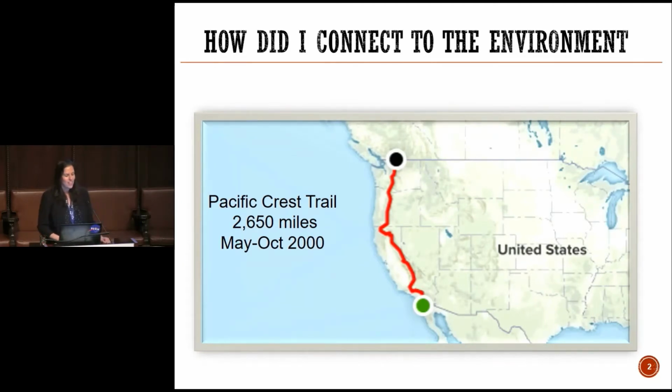20 years ago, I thru-hiked the PCT, the Pacific Crest Trail, going from the border of the US with Mexico to the border with Canada, walking and living in nature over 2,600 miles. This experience taught me a lot of things, but mainly two things. One, we are very small compared to the environment. And the second thing is that that's what I want to do when I grow up.